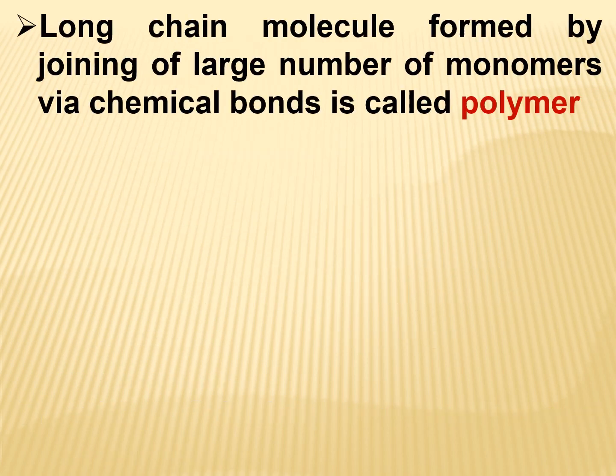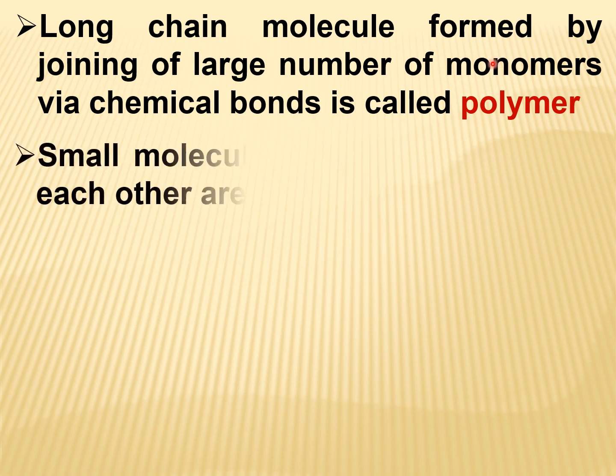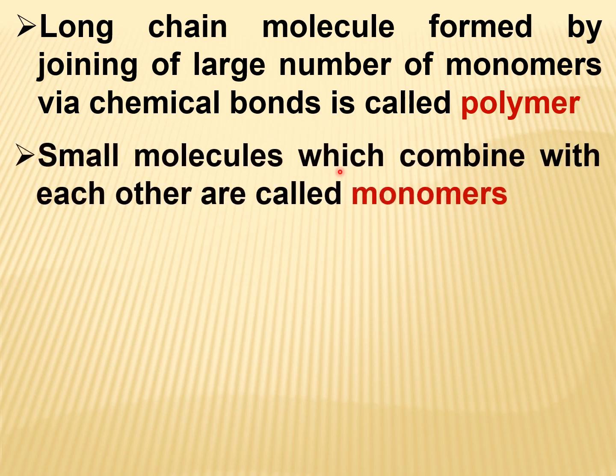So polymer is defined like this. It's a long chain molecule formed by joining of large number of monomers via chemical bonds. And monomer, these are small molecules which combine with each other to form the polymer. So these are two important definitions, polymer and monomer.